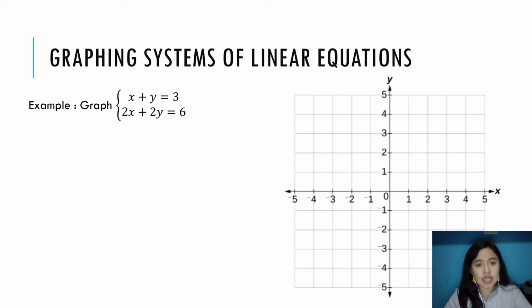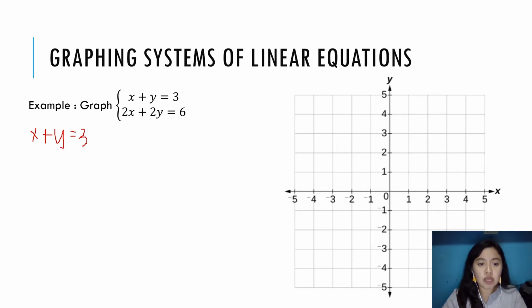For the next example, we have the equation x plus y is equal to 3. And then the second equation, which is 2x plus 2y is equal to 6. So, using the same method, to make graphing easier, let us transform our equations into the slope-intercept form. For the first equation, we have x plus y is equal to 3.